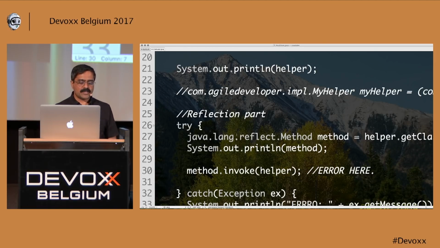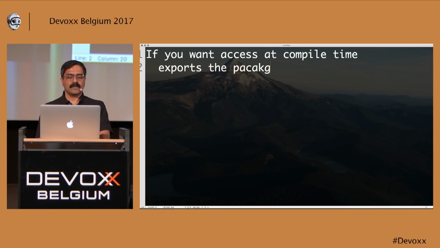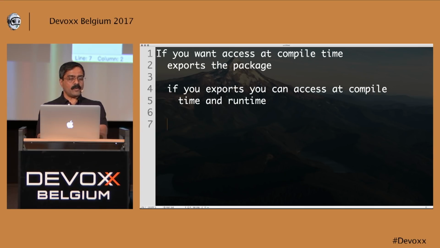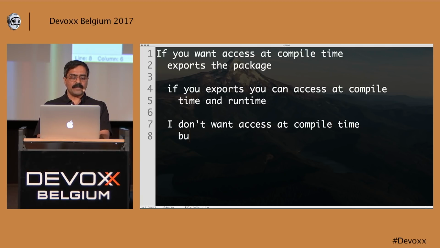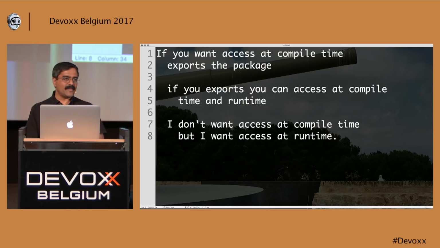Where do we go from here? Let's step back and understand this. If you want access at compile time, you export the package. With me? If you export, you get access at compile time and, as a bonus, at runtime. You may argue, what's the point in getting access at compile time if you cannot access it at runtime, right? So it makes sense. However, I don't want access at compile time, but I want access at runtime. It's okay, I don't want to touch it during compile time, but I want access during runtime. Can you give me that?